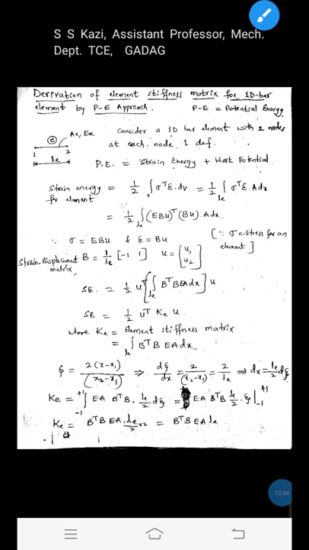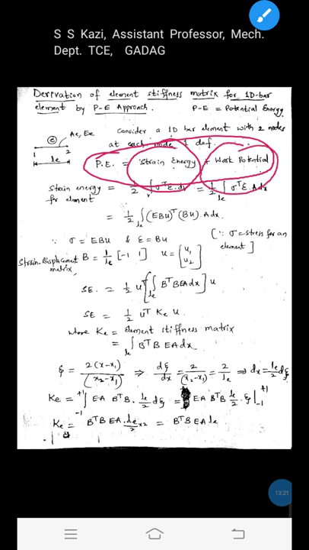Now let us derive the stiffness matrix for the 1D bar element by the PE approach. What is PE? Potential energy approach. We know that potential energy is the summation of strain energy and the work potential. Strain energy is the energy gained due to the internal stresses and internal forces developed within the body, and work potential is due to the external force applied, that is the external work done. Due to that, it is usually taken as a negative work potential.